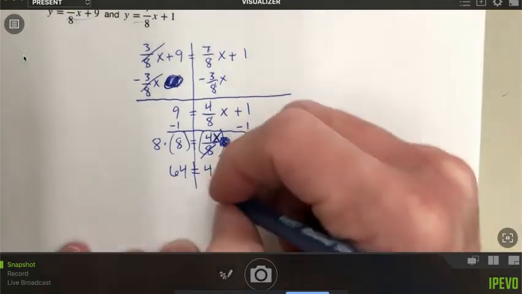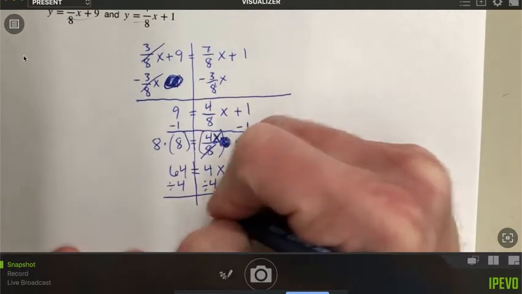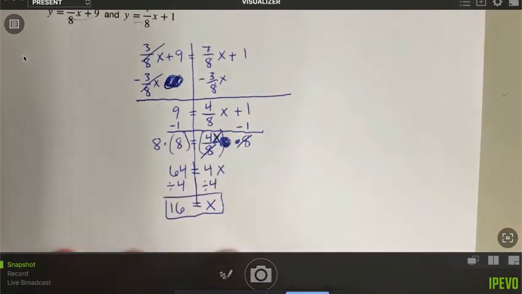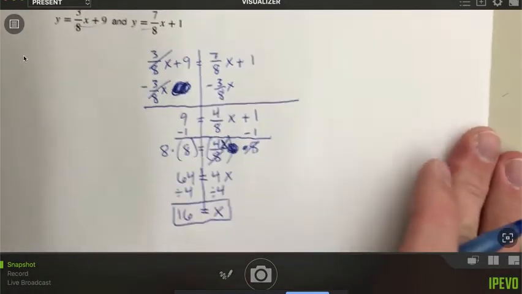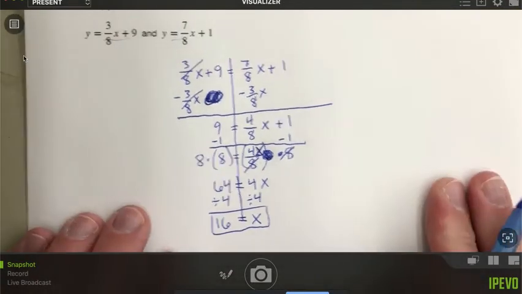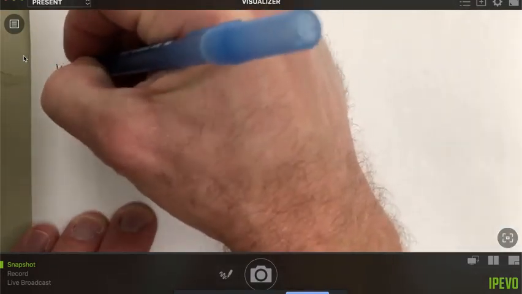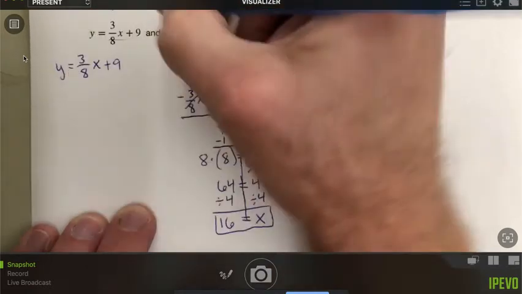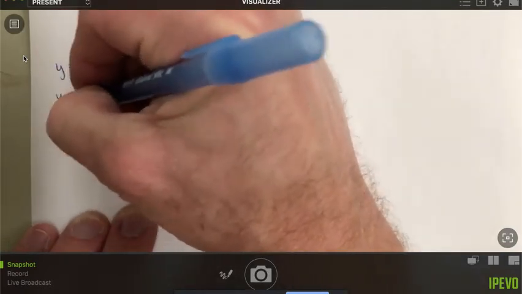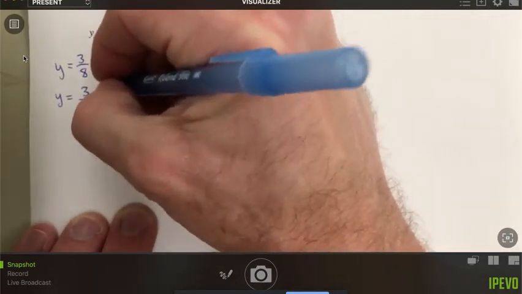All right, with that said, my last step now, if I want to get x by itself, is divide by 4, just like normal. And in this case, I get x equals 16. All right, so there's my x value. Now the question is, what's my y value? So same thing as before. Take one of the original lines. So I'm taking this one. The x value that I got was 16, so I'm going to replace x with 16.